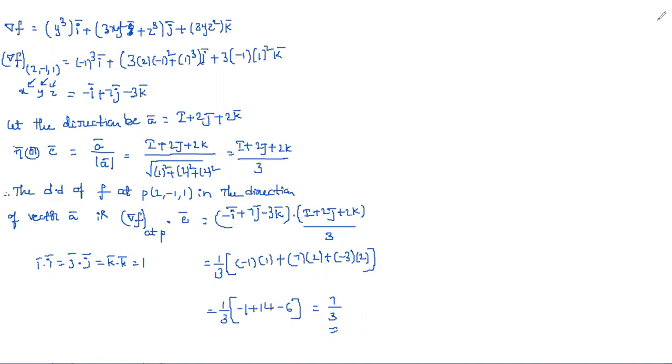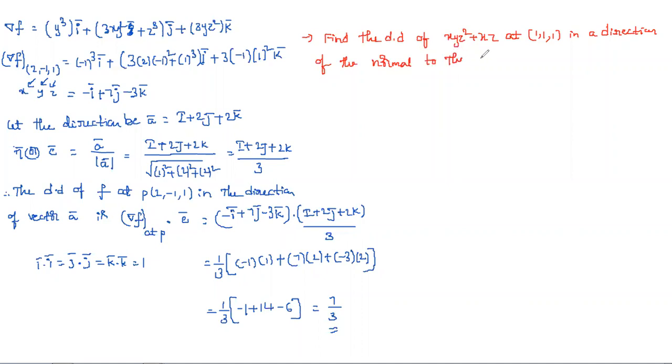Next one, find the directional derivative of xyz square plus xz at 1 1 1 in a direction of the normal to the surface 3xy square plus y is equal to z at 0 1 1.